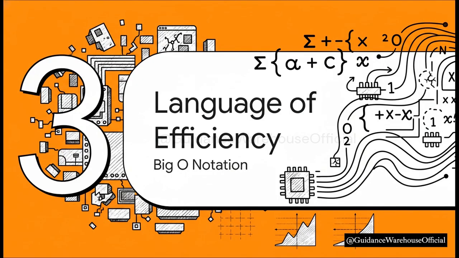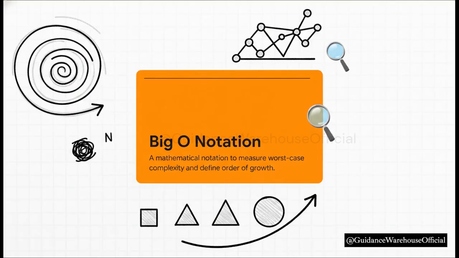Which brings us to Section 3, Understanding Big O notation, the language of efficiency. Because we want to absolutely guarantee our software won't crash under pressure, computer scientists tend to focus heavily on that worst-case scenario. And to do that, we use Big O notation.